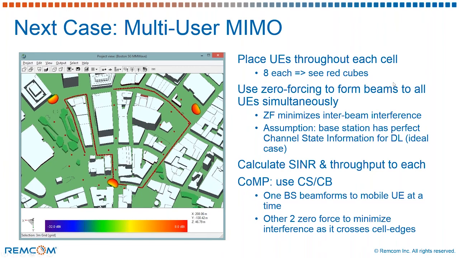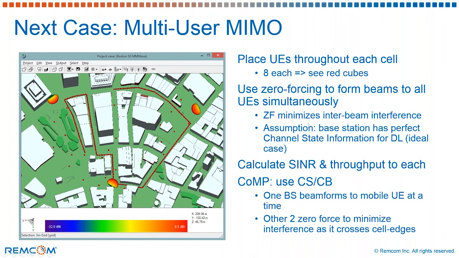Our assumption in these simulations was that each of the base stations received pilots from the UEs and was able to determine perfect channel state information. So this next round of simulations was an ideal case. We then calculated signal interference plus noise and throughput to each of the users in the cells.